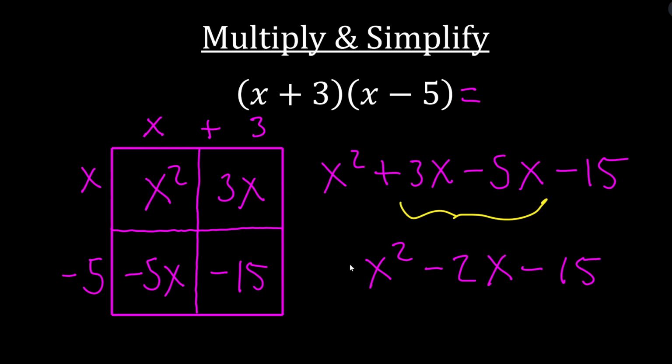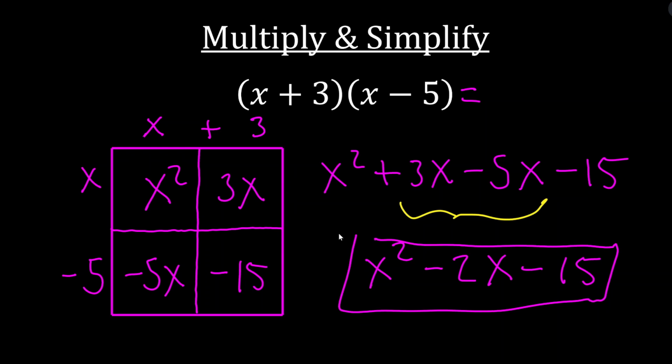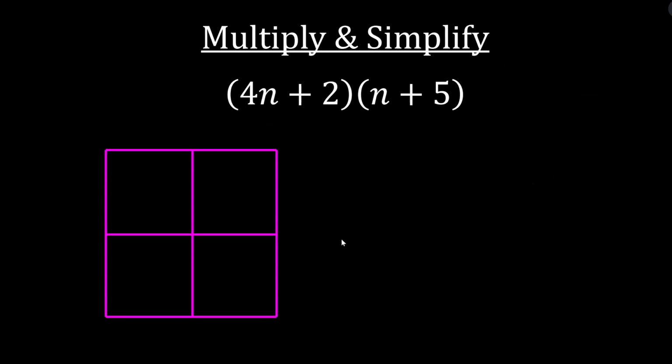So that's our first answer here. We multiplied and we simplified, and we used an area model. Let's jump to the next example. So here I already have our rectangle drawn out. So the product of these two binomials is equal to the area of a 4n plus 2 by n plus 5 rectangle. And we can split that rectangle up and find the area of each piece.